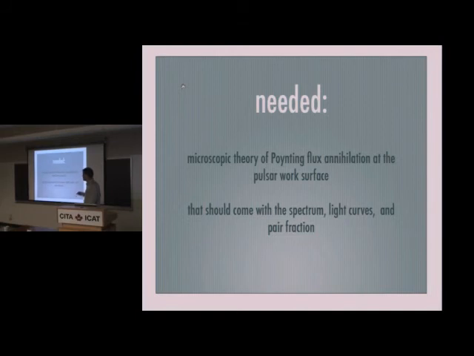If we can do these details, the outcome should be spectra, light curves, and pair fraction coming from the work surface. Maybe something is also happening inside, but at least for the most energetic pulsars, it sounds very likely at this point that most of the action is in the equatorial plane, or its counterpart for inclined pulsars, right beyond the light cylinder. And I should stop here.